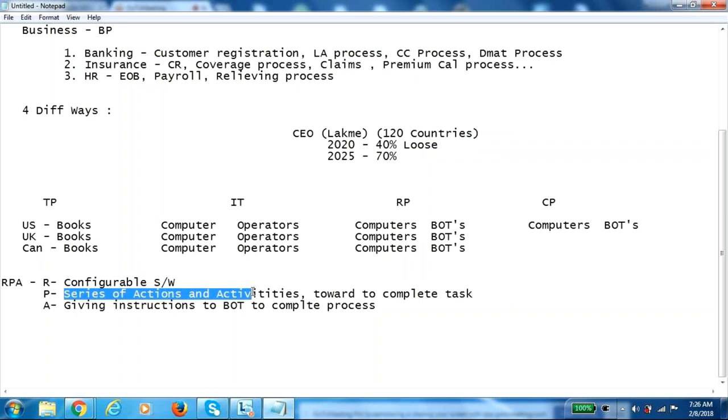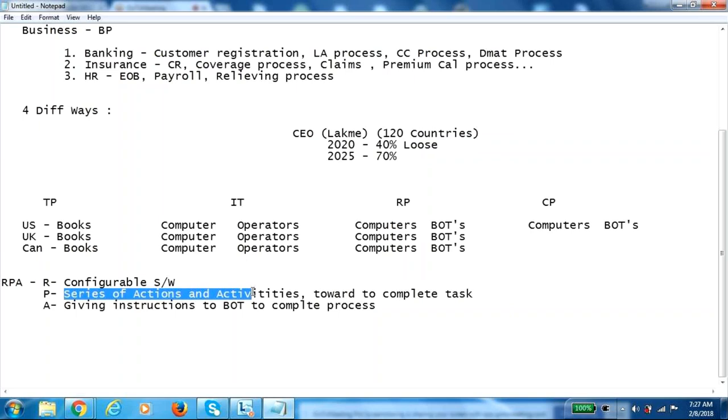And one of the definitions I have seen: robotic process automation is a software system which contains artificial intelligence and machine learning capabilities that will help to handle repeatable tasks and huge volume data, which were earlier done by humans. Previously, humans were doing these repeatable tasks and huge data allocation. These things we are handling with the help of a system which contains artificial intelligence and machine learning capabilities. That is called robotic process automation.